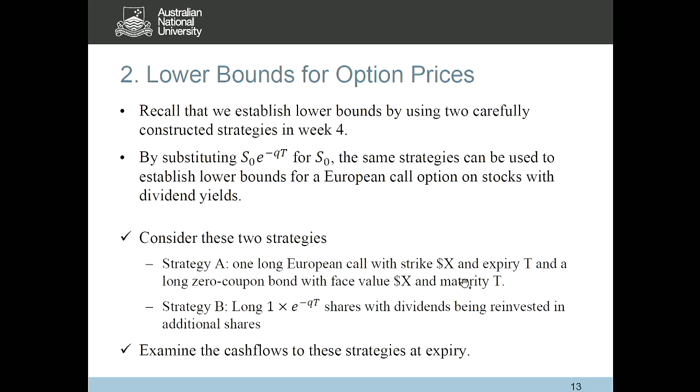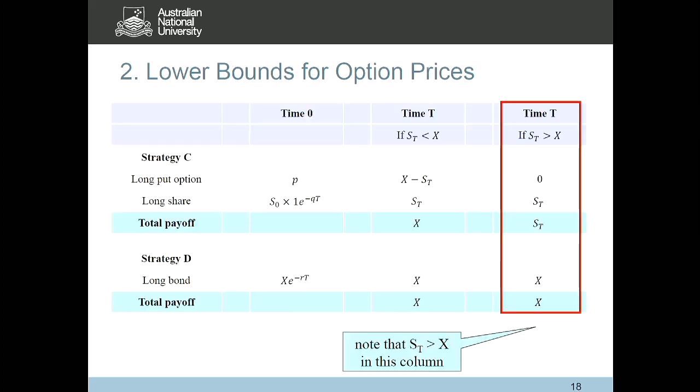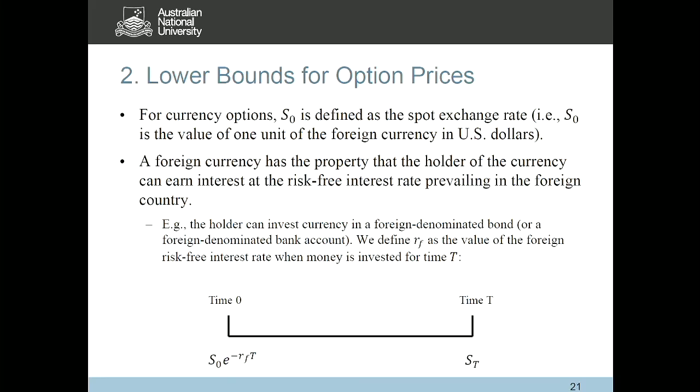So let me show you. That income yield is RF. RF is the foreign risk-free rate, right? If you're holding Japanese yen, you'll be paid the Japanese risk-free rate. Now, if that's the case, we can replace the Q with RF, because RF in this case is almost identical to a dividend yield, right?